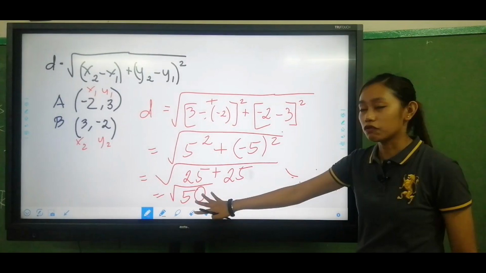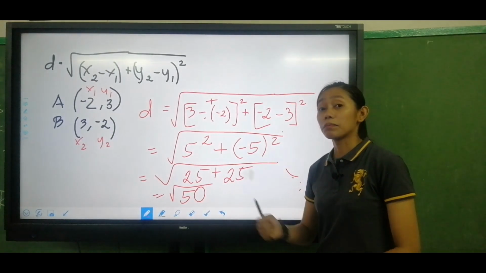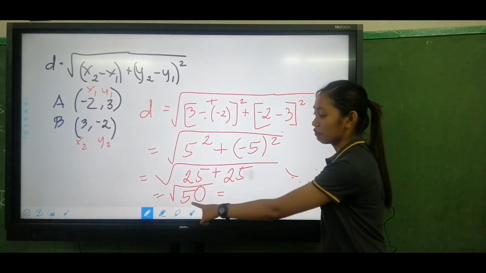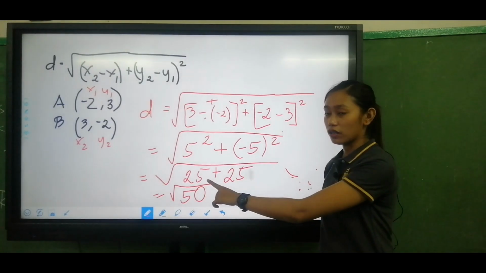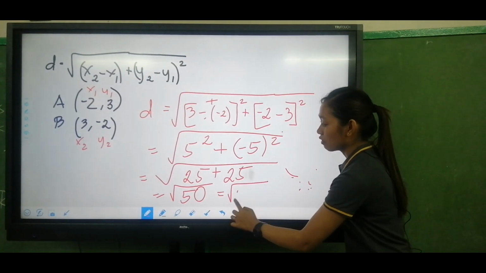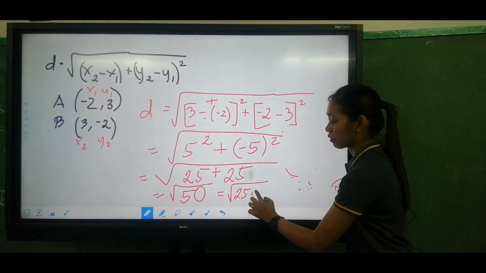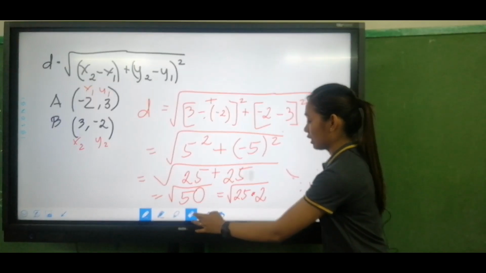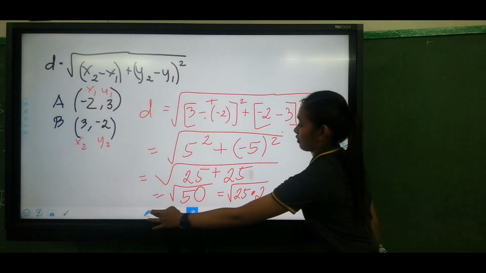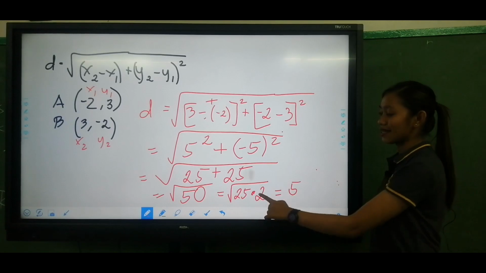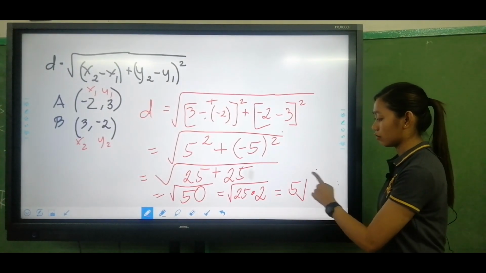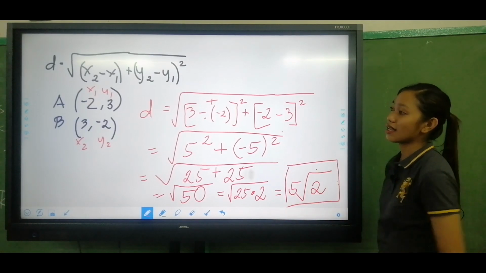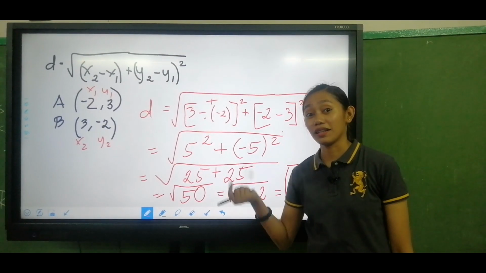So, since yung 50 po natin, may factor siya na perfect square, so, sisimplify pa natin to. So, that will be, factor nito na perfect square is 25. So, 25 times 2. Square root of 25 is 5. So, this will be 5. Since ito po is not a perfect square, that will be square root of 2. So, this is now our distance for points A and point B.